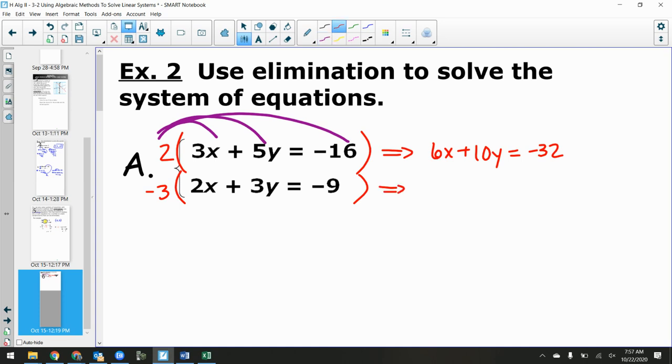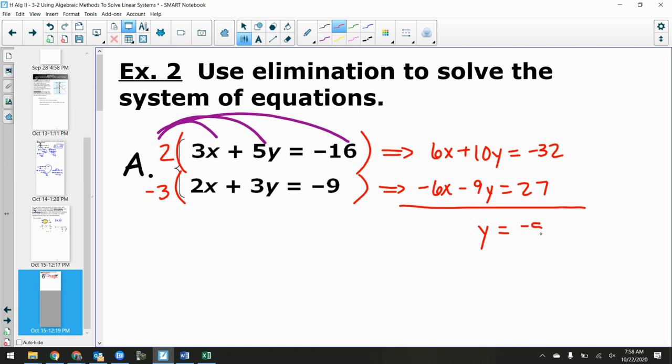Okay. Negative 3 in. Negative 3 times 2x is a negative 6x. Negative 3 times 3y is a negative 9y. Negative 3 times negative 9 is a positive 27. See, at this point, it's set up for elimination. I can add down now. It eliminates with the x's. Look at that. Fancy enough. I just get a y. That's nice.